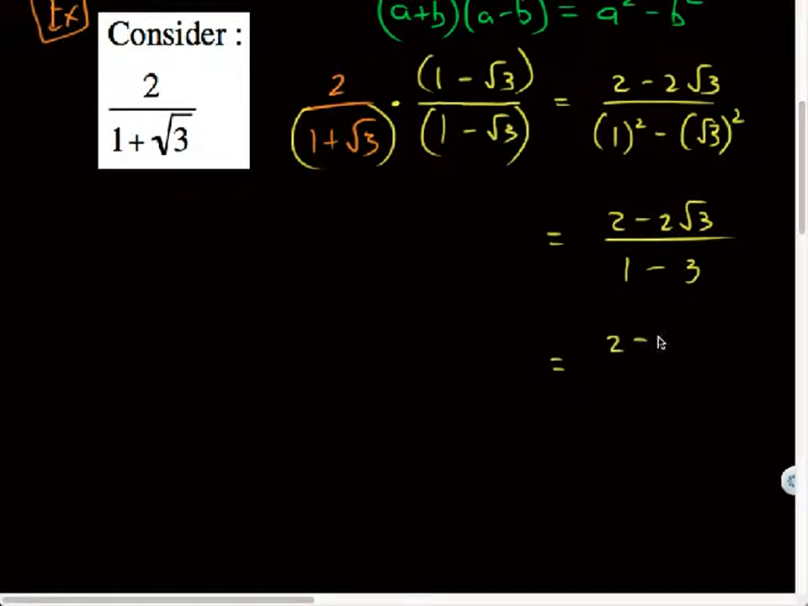So this is 2 minus 2 square roots of 3 all over 1 minus 3, which is negative 2. Can I cancel that? Yeah, you could cancel the 2's, but you actually have to cancel each term in the numerator by 2 if you were to do that.